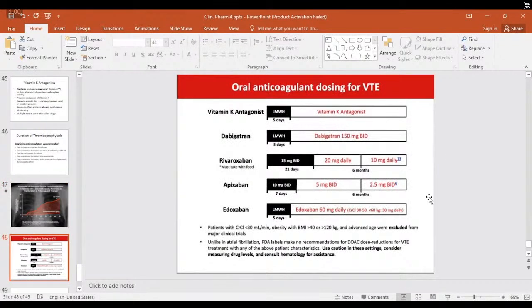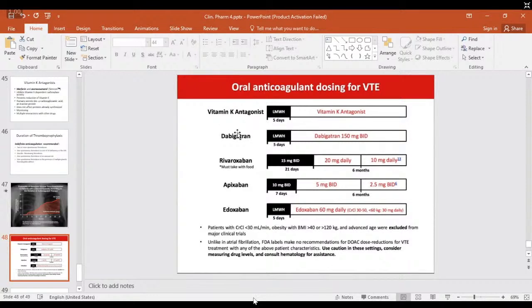This is, again, a very helpful figure to show you that you have other options, not only vitamin K antagonists. Here you can see that for the first 5 days, they need to be given low molecular weight heparins, and also we need to start giving these patients vitamin K antagonists from day 1 until we reach an INR that is therapeutic.